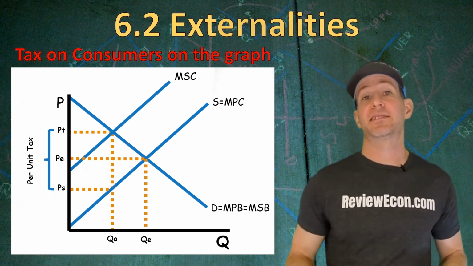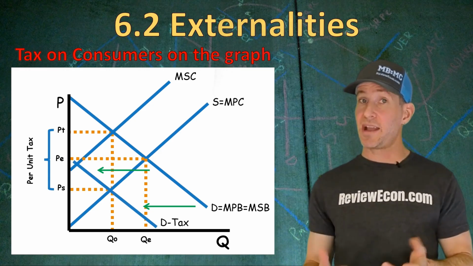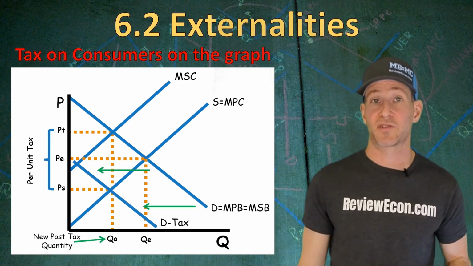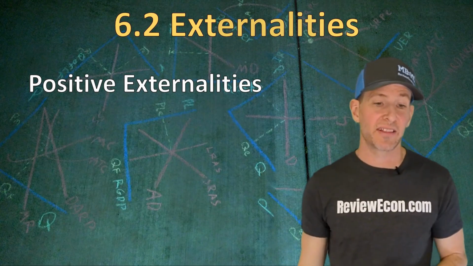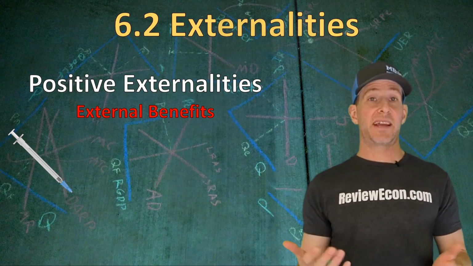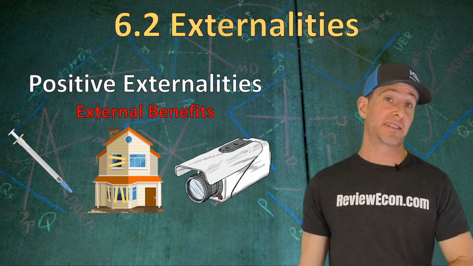The government could also place this tax on the consumers of this product, and that would shift the demand curve instead. Either way, if it's the amount of the external cost, QO will be our new after-tax quantity. We can also have positive externalities as well, and that's when we have external benefits as a result of a good. Vaccinations, renovations in your neighborhood, or security cameras that are placed nearby.